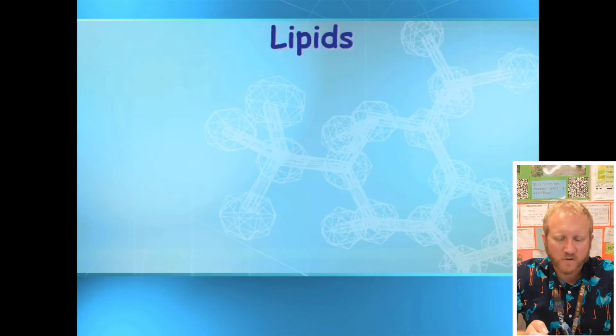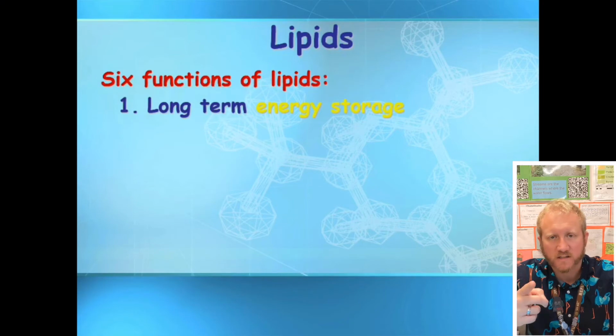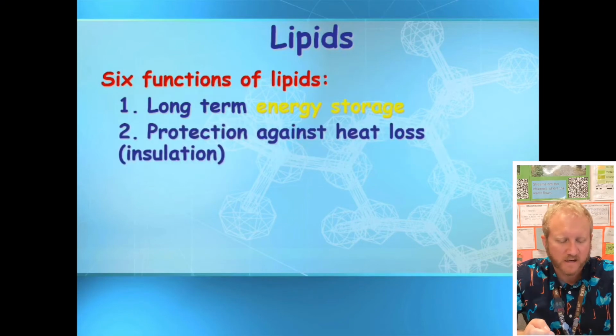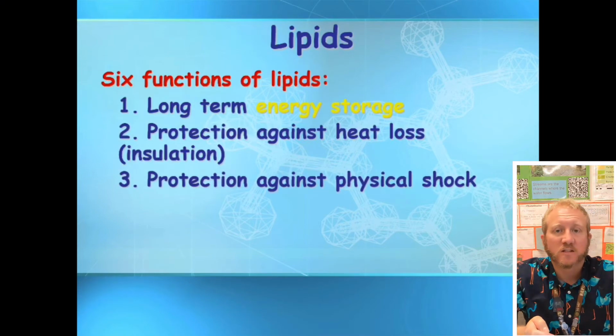So a few things we want to keep in mind when we're talking about lipids. They've got 6 functions, primarily long-term energy storage. That's the big one. Please remember that. Highlight that. Protection against heat loss. Your skin has a layer of fat that helps you retain heat when you're cold. Protection against physical shock. Those are your shock absorbers, basically.